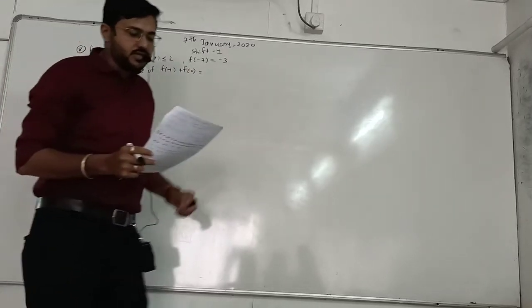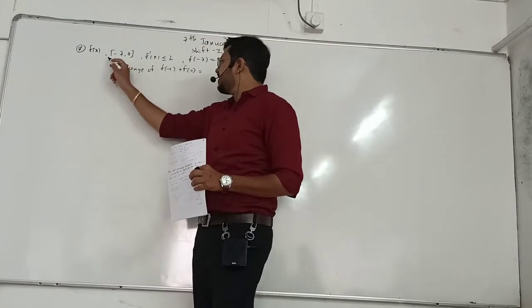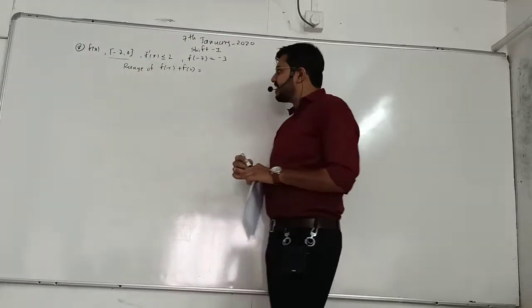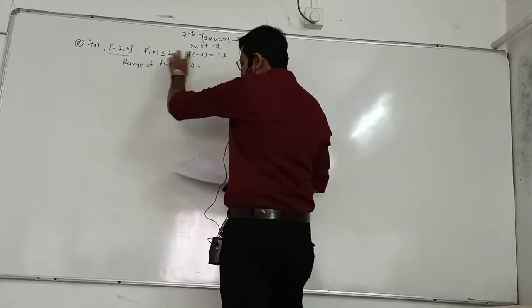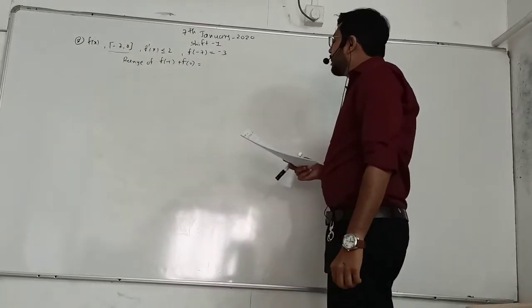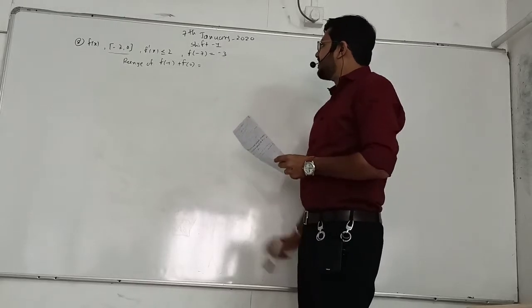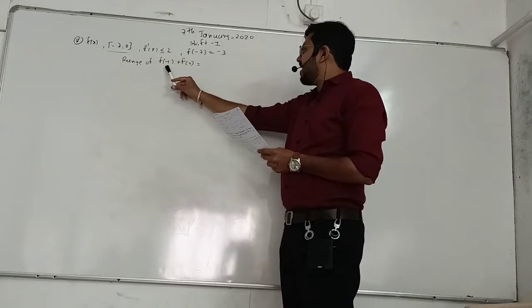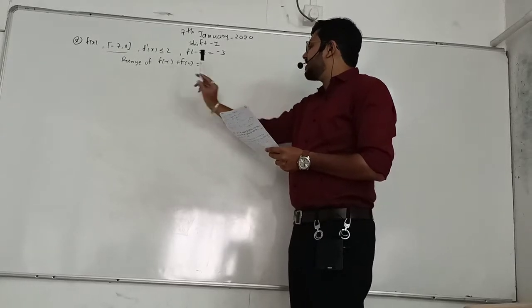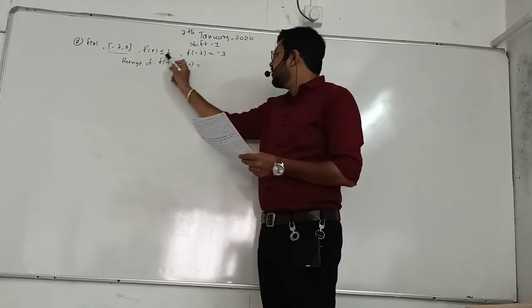We have to find out the range of f of minus 1 plus f of 0. There is a function which is defined on minus 7 to 0, which is continuous as well as differentiable, with the condition f dash of x less than or equal to 2. f of minus 7 is minus 3. So we have to find out the range of f of minus 1 plus f of 0. We have to find out the range of this function.